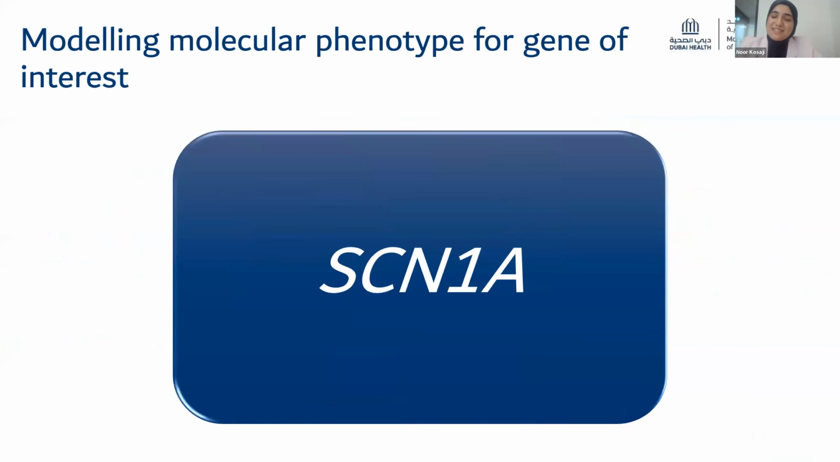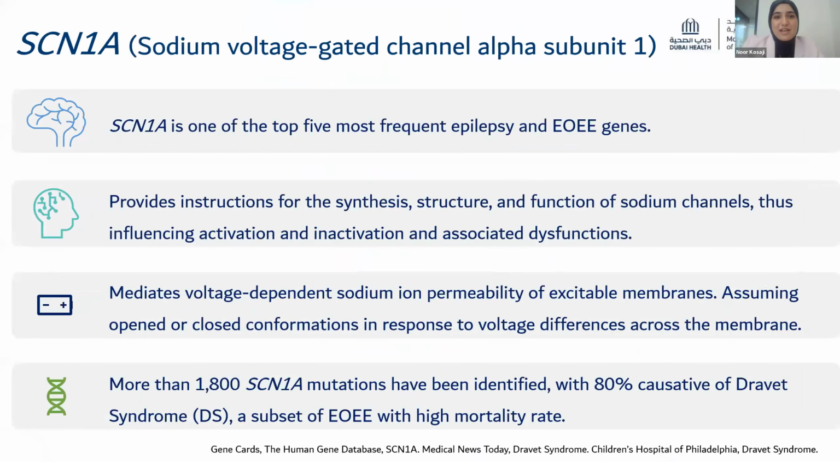Which brings me to my gene of interest now, SCN1A. What is SCN1A? Sodium voltage-gated channel alpha subunit 1. It is in fact one of the top 5 most frequent epilepsy and early onset epileptic encephalopathy genes. It provides instructions for the structure, the function, as well as the synthesis of sodium channels, affecting their activation, inactivation, and associated dysfunctions. What it does is mediate the voltage-dependent sodium ion permeability based on the electrochemical gradient voltage differences across the membrane, controlling their opening or closed conformations.